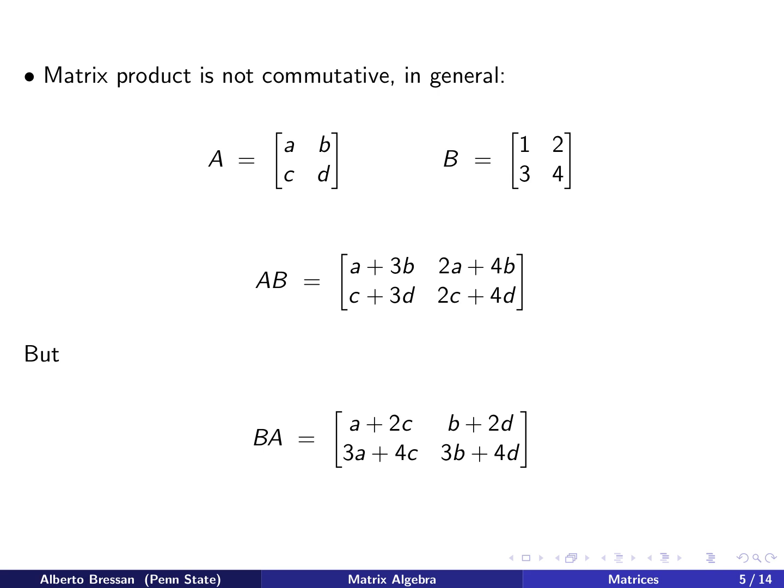So let's compute A times B. If I carry out the computation A times B, what will that be? That will be this one cross that one, so it's a plus 3b here. And this element is this one cross that, that's 2a plus 4b. And this element here will be this cross that, so will be c plus 3d, and then this element will be this cross that, will be 2c plus 4d.